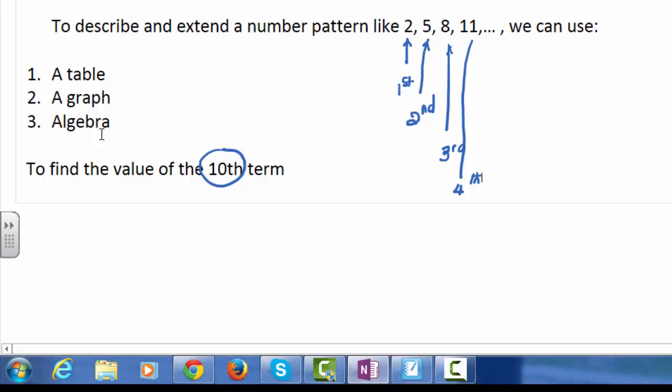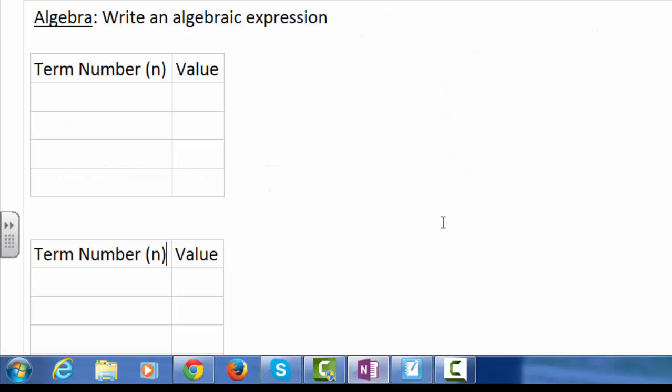So let's see how we can use the algebraic way. The algebraic way is saying that all we need is to find or to write an algebraic expression. As soon as we find the algebraic expression, I can find the value of any term number. Even if the teacher asks me for term number 200, I can find the value. So how can we do this one? I need your attention, please. This is the most important part of the lesson.